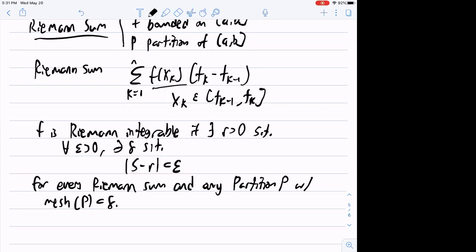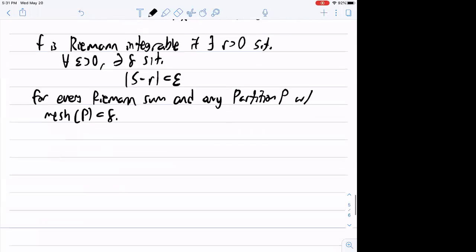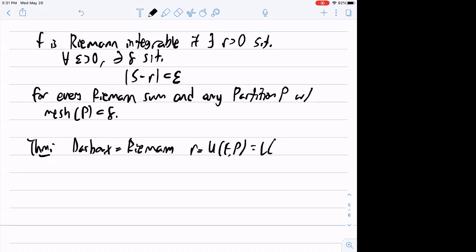So it's sort of like the equivalent of the Darboux thing. And then there's a theorem that says Darboux is Riemann, pretty much. So use whichever one you like. The r ends up being U(f,P), L(f,P), right? If f is integrable, the Darboux agrees with Riemann.